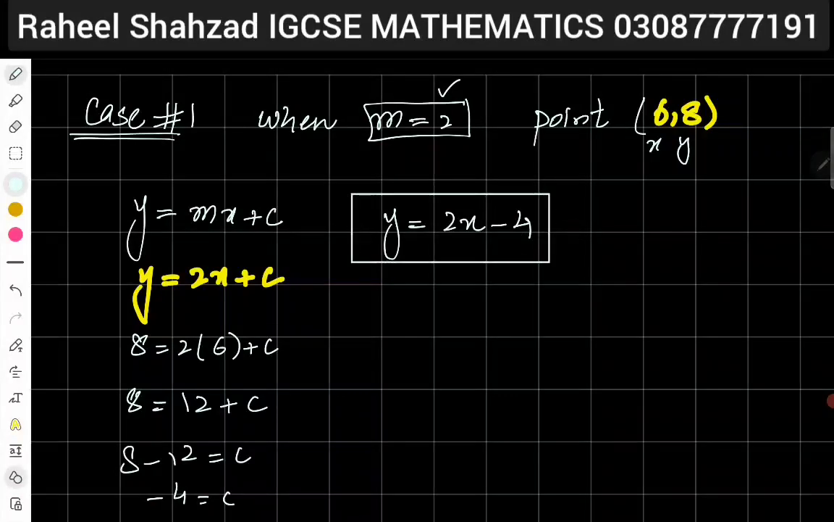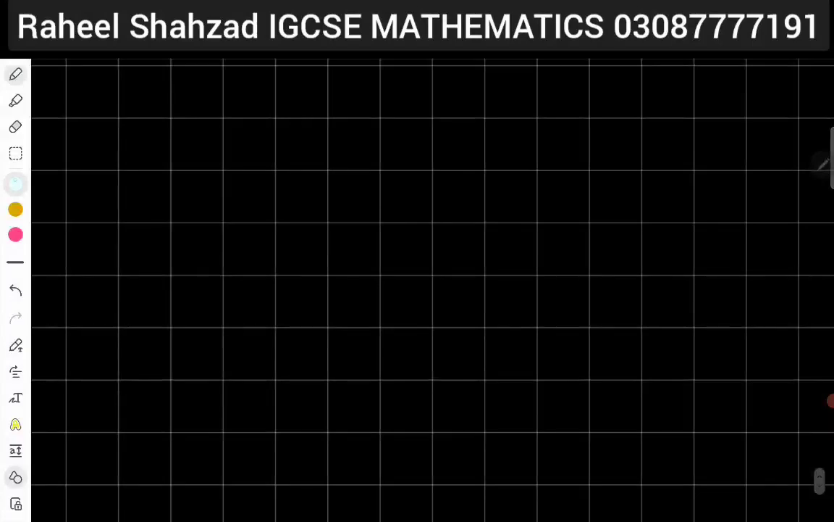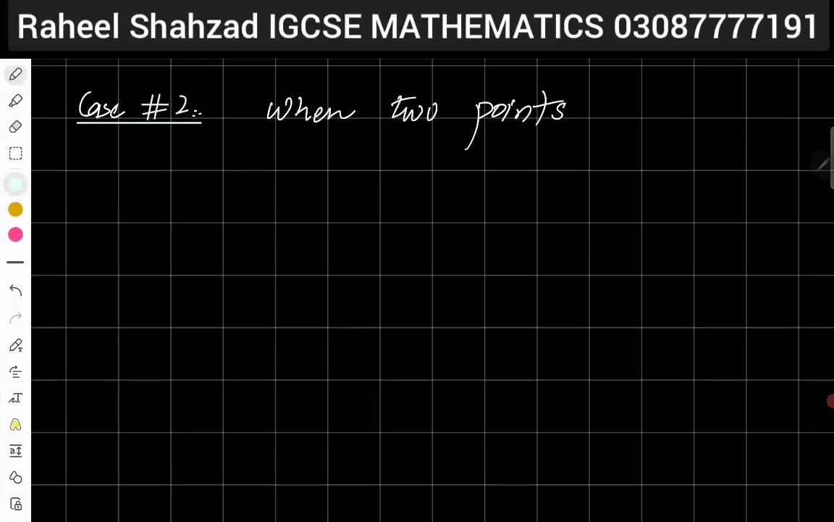So whenever you know slope and whenever you know a point that is lying on one straight line, you can easily find out equation of this straight line, right? Case number 2. Now case number 2 would be when 2 points through which line is passing are given.